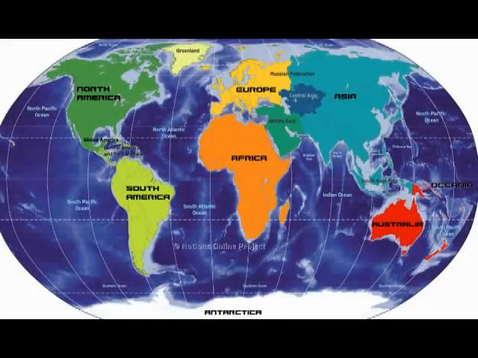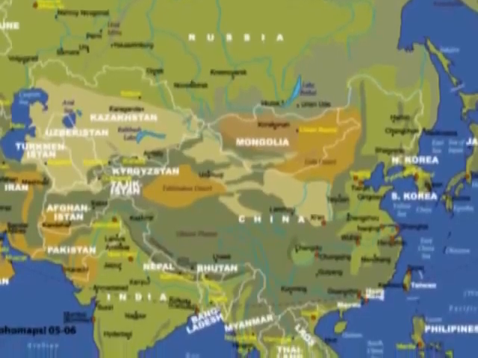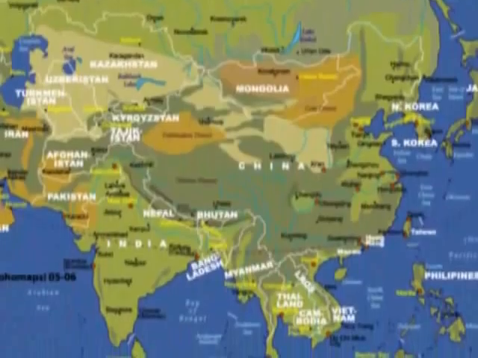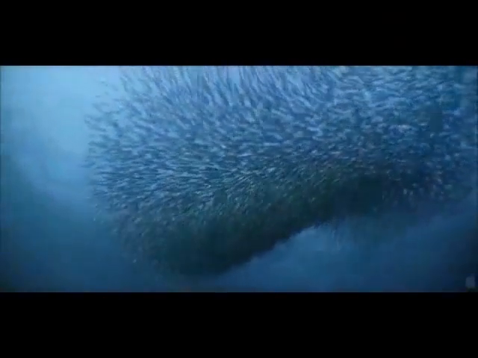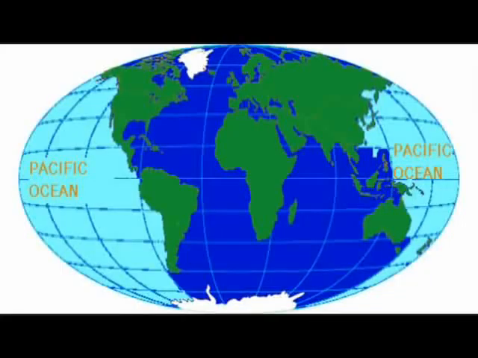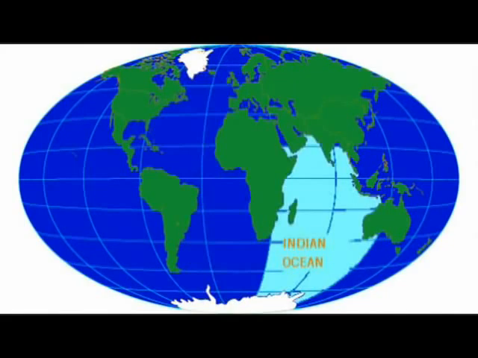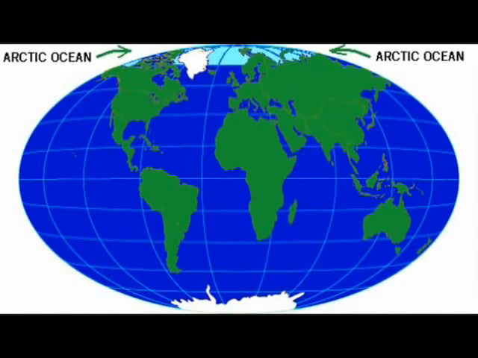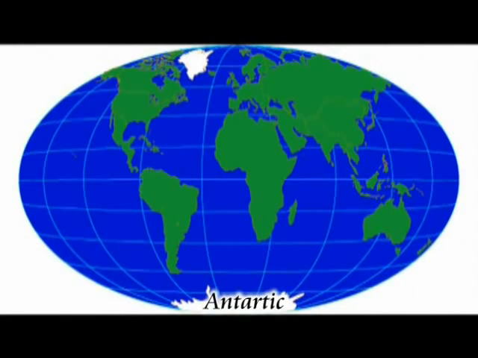Continents are further divided into smaller parts called countries. Our country, India, lies in the continent of Asia. Oceans are large water bodies. There are 5 oceans: the Pacific Ocean, the Atlantic Ocean, the Indian Ocean, the Arctic Ocean and the Antarctic or Southern Ocean. The oceans are all interconnected.